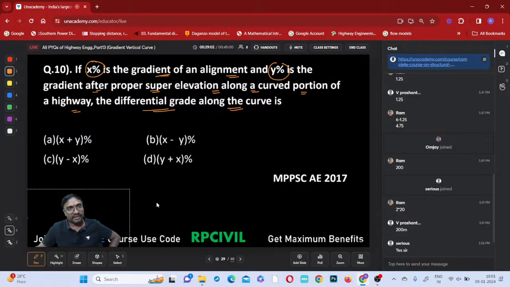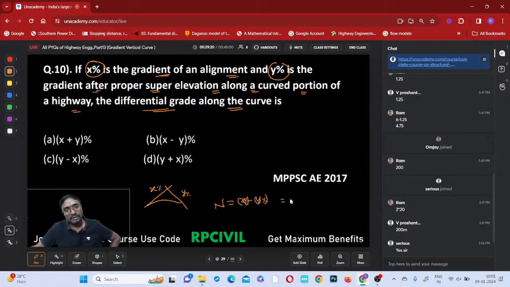So for some portion of this curve you have this X percentage, and for the other portion you will have this Y percentage. We don't know exactly, so the net deflection angle must be X percentage minus this Y percentage only, right?